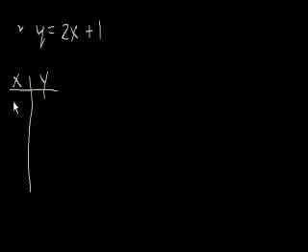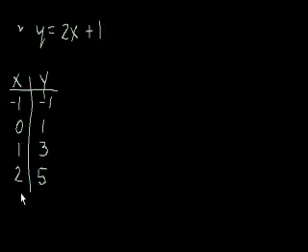If x was, let's say, -1, then y would be 2 times -1, which is -2, plus 1, which would be -1. If x was 0, that's easy. It would be 2 times 0, which is 0, plus 1, which is 1. If x was 1, y would be 2 times 1, which is 2, plus 1, which is 3. If x was 2, then I think you get the idea here. Y would be 5. And we could keep on going.